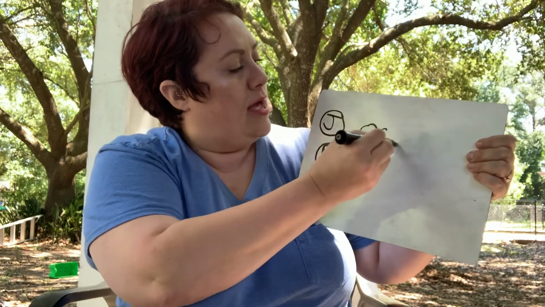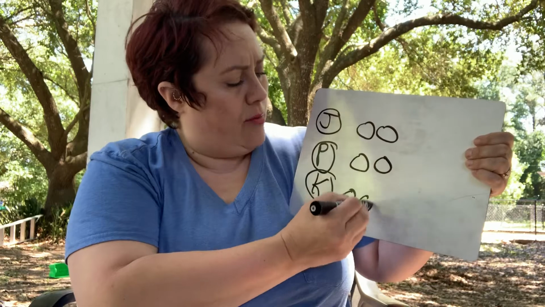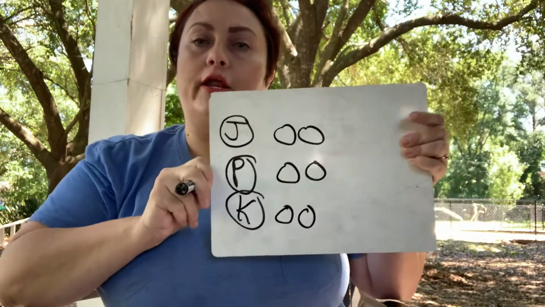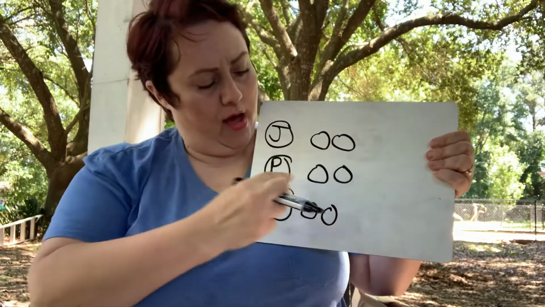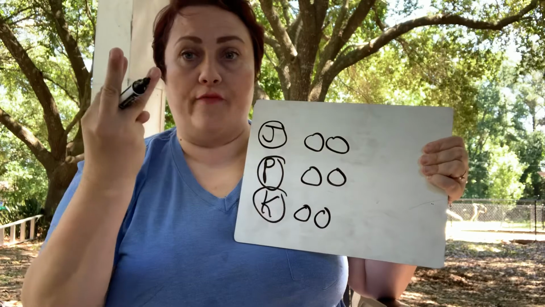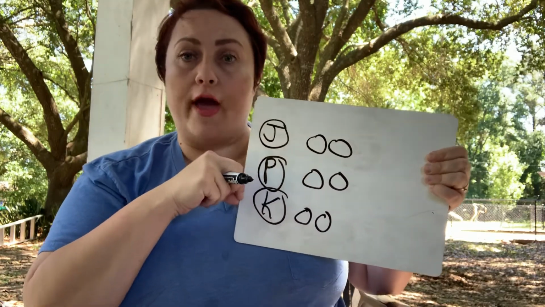Jacob has 1 and 2. Paul has 1 and 2. Kybri has 1 and 2. Right? So we just created an array. 3 rows of 2. 3, because we have 3 people, rows of 2, because they each have 2 crayons.